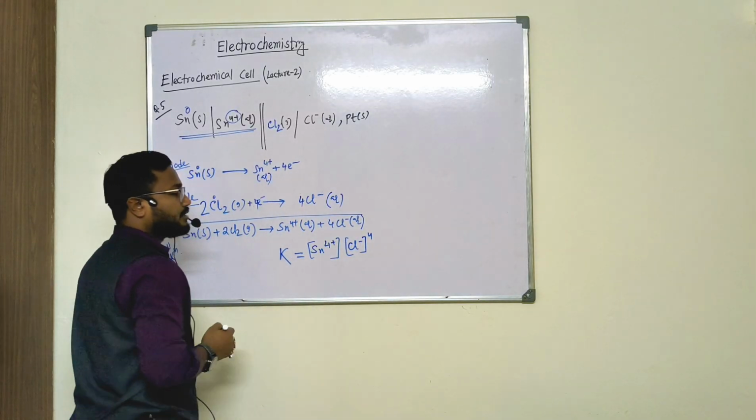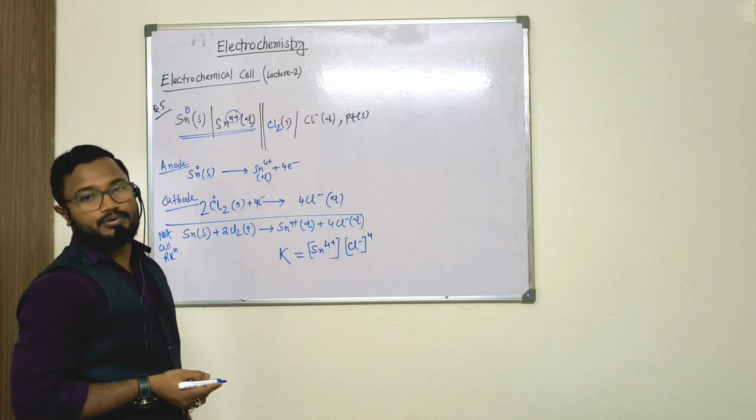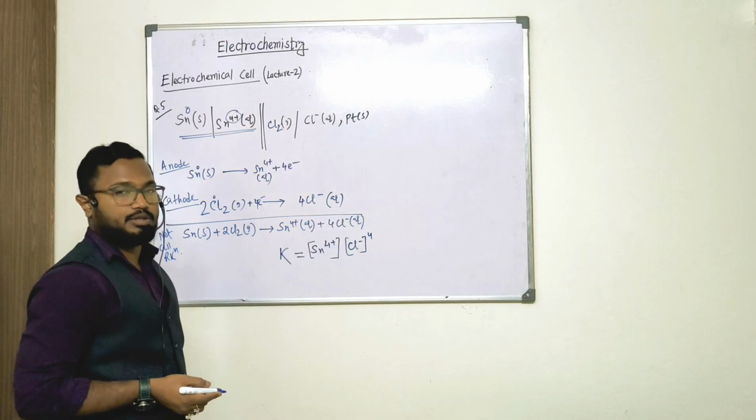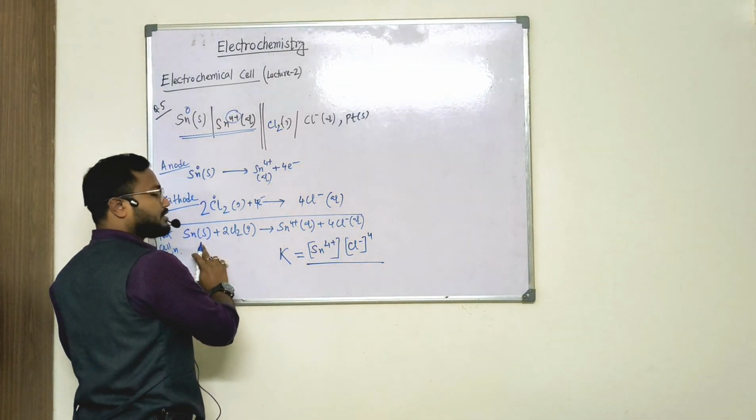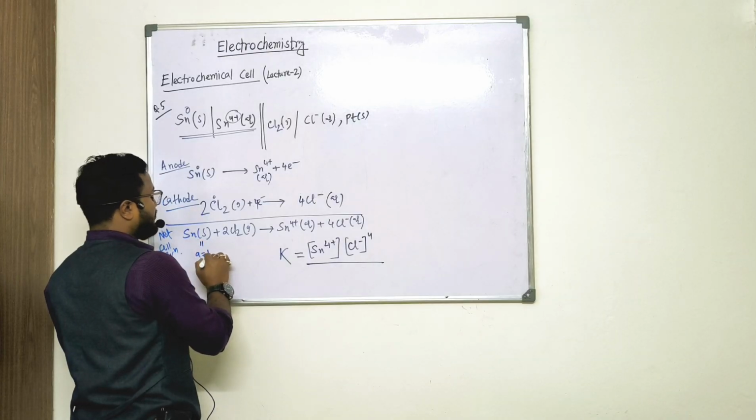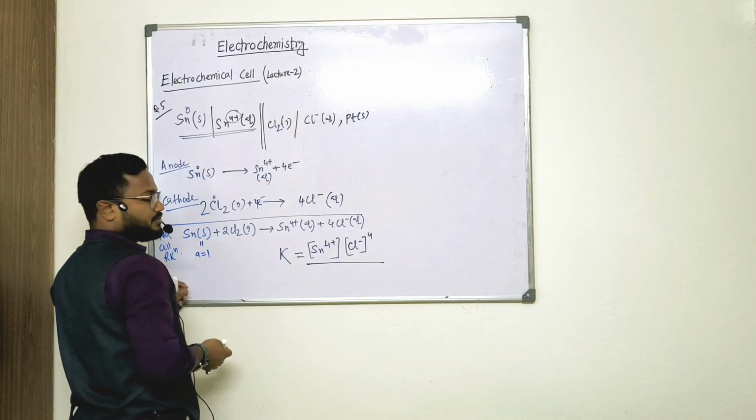into Cl⁻ whole to the power 4. Why Cl⁻ whole to the power 4? Because the coefficient is raised to the power. That divided by, see, tin is solid, so it is considered as unity. Its activity is 1. Activity represented by small a.